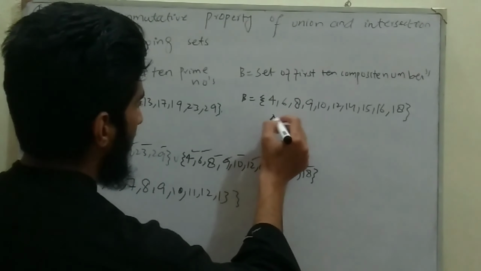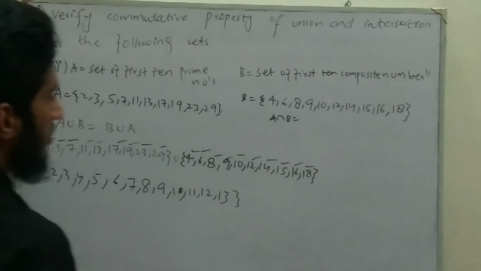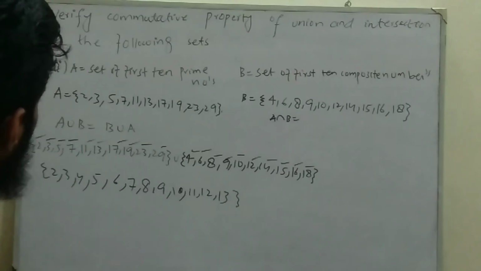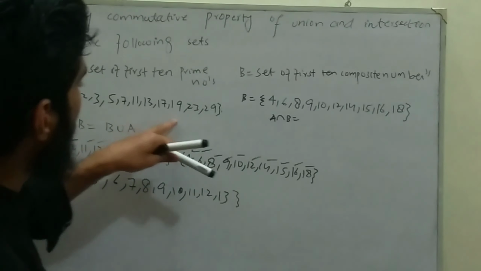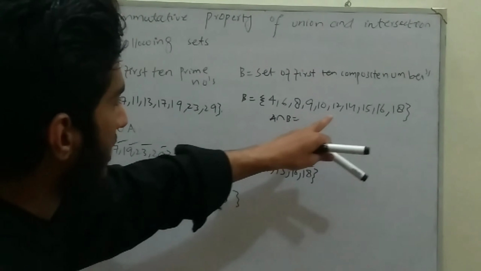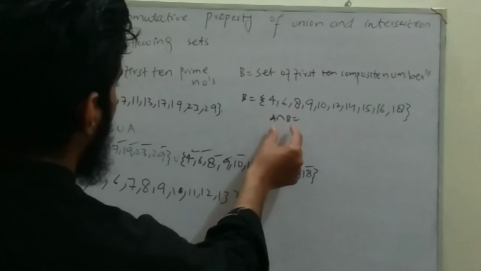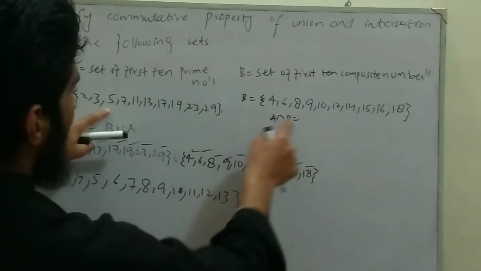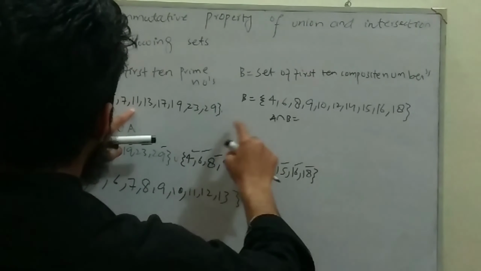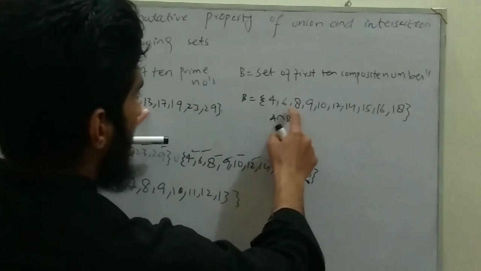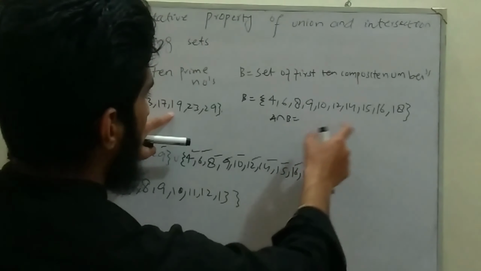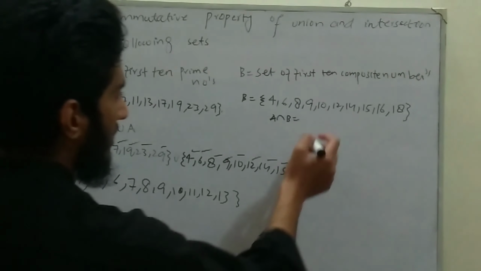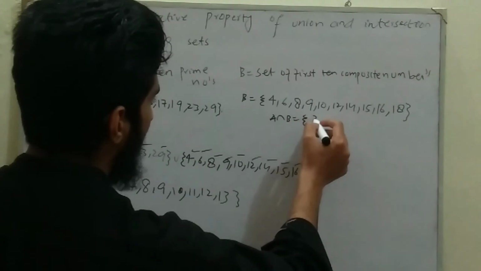So A intersection B. A is 2, 3, 5, 7, 11, 13, 17, 19, 23, 29, and B is 4, 6, 8, 9, 10, 12, 14, 15, 16, 18. Just take the common numbers because of intersection over here. 2 is not common, 3 is not common, 5 is not common, 7 is not common, 11 is not common, 13 is not common, 17 is not common, 19 is not common, 23 is not common, and 29 is not common. That's why the intersection of these two sets will be a null set.